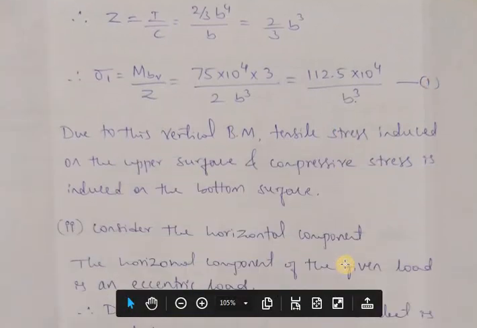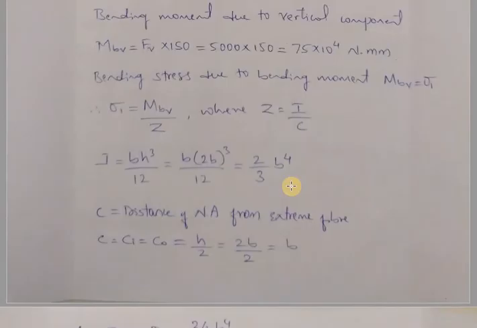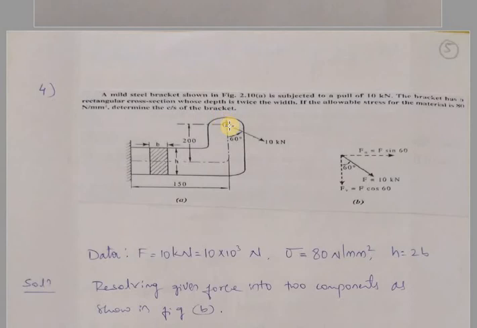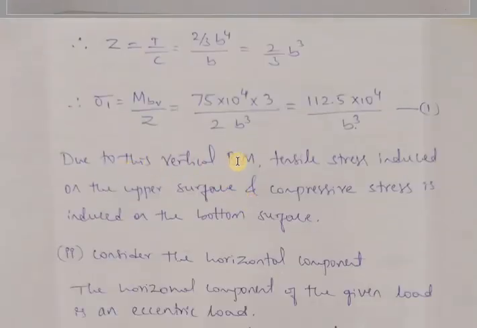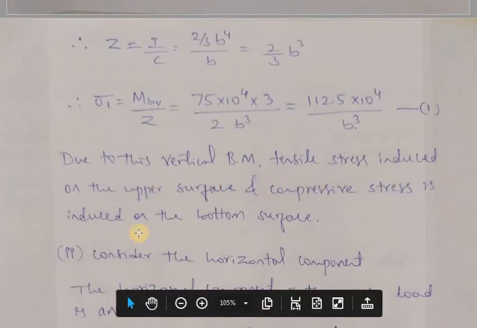Due to this vertical bending moment, tensile stress induced on the upper surface and compressive stress is induced on the bottom surface. So here you can see this, the load is applied here vertically downward. Downward means because of that it will tend to sag, that is sagging. When the sagging moment is there, on the upper layer it will be tensile stresses and at the bottom layer it will be compressive stresses. So that is what here we have given. Due to this vertical bending moment, tensile stress induced on the upper surface and compressive stress induced on the bottom surface.